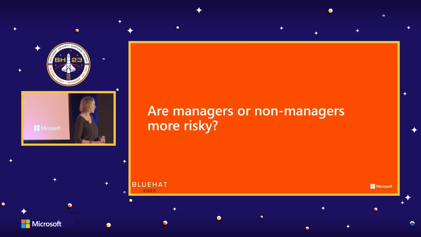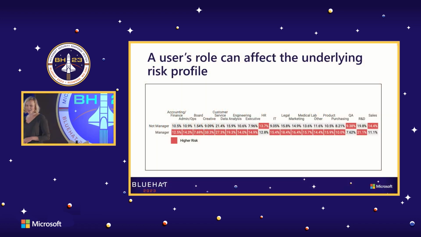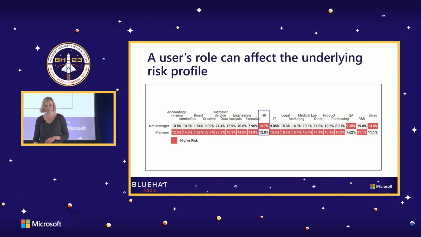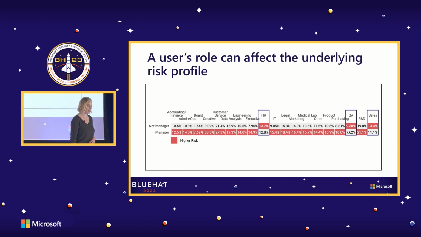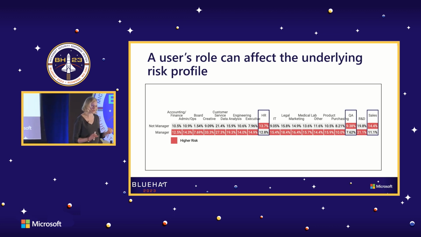All right, next question for you all. Managers or non-managers? Raise your hand if you think managers are riskier. Okay, and non-managers? Okay, the audience thinks managers are worse. The punchline is managers are worse, yes. With the exception of three departments, HR, QA, and sales, managers pretty much across the board tend to have more high-risk employees. 17% of managers were high-risk; non-managers, close, but not that close, about 12%.